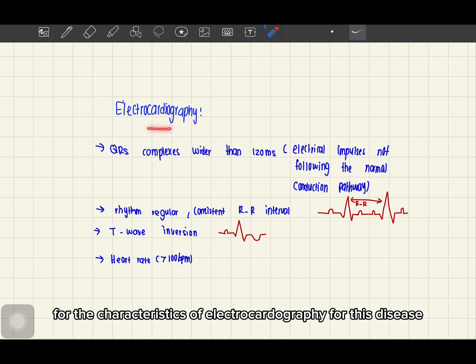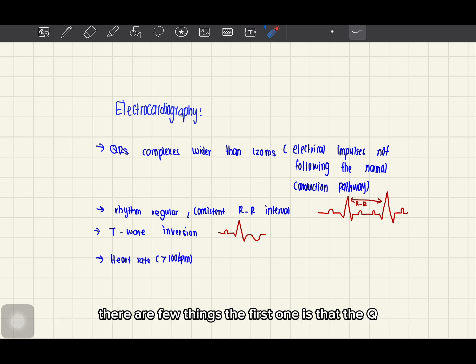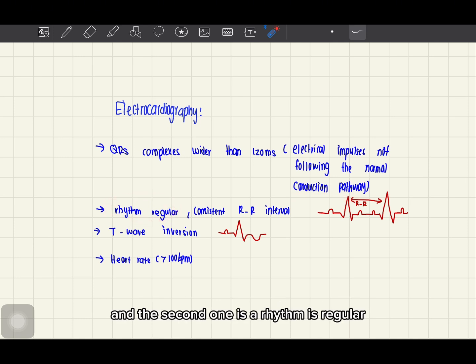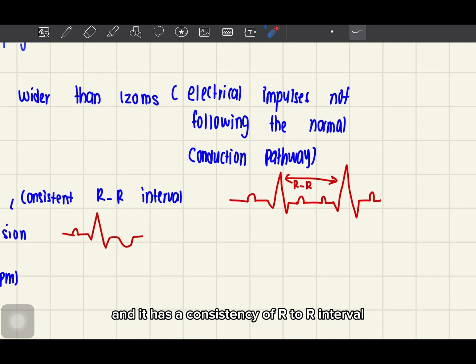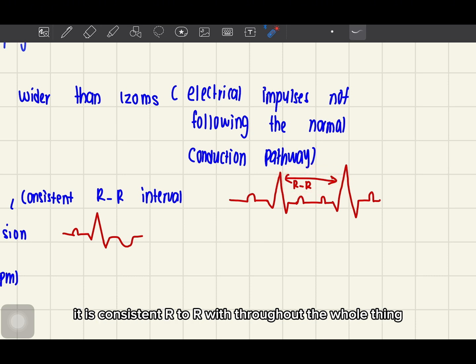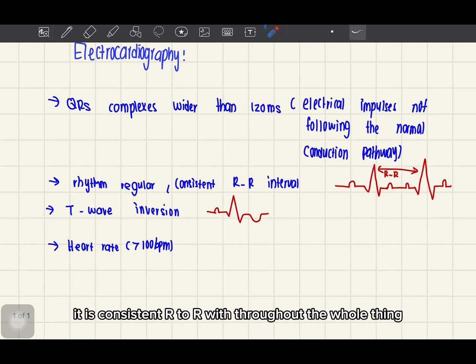For the characteristics of electrocardiography for this disease, there are a few things. The first one is that the QRS complexes will be wider than 120 ms, where the electrical impulses are not following the normal conduction pathway. And the second one is the rhythm is regular and it has a consistent R to R interval. As I already drew over here, as you can see, there is P wave, QRS and T wave, and the same goes for that. And as you can see, I have already drawn the arrow. It is a consistent R to R wave throughout the whole thing.